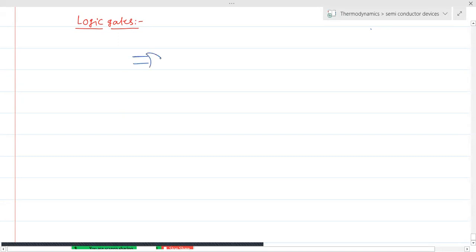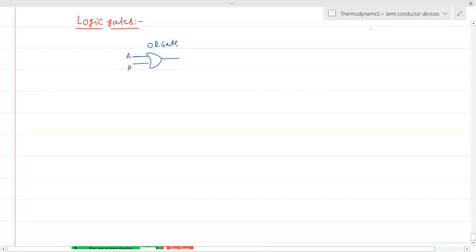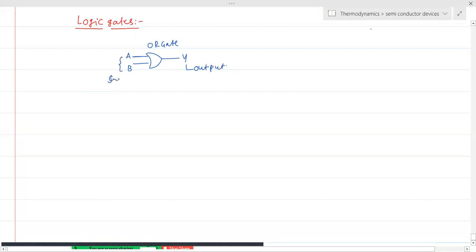Suppose I am taking the case of the OR gate. So let us say this is called the OR gate. For the OR gate, generally these two are called inputs. In the inputs, we will provide some potential difference, and we have the output. So here Y is called the output, and these A and B are called inputs.